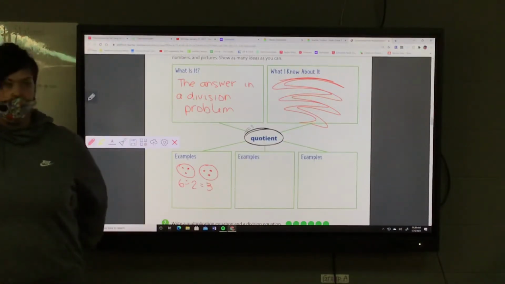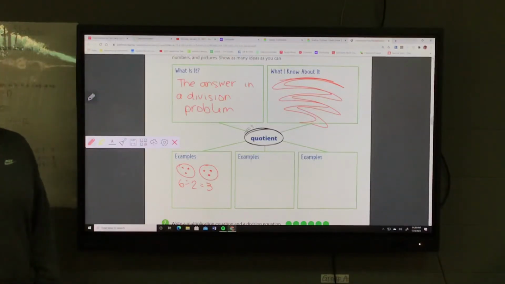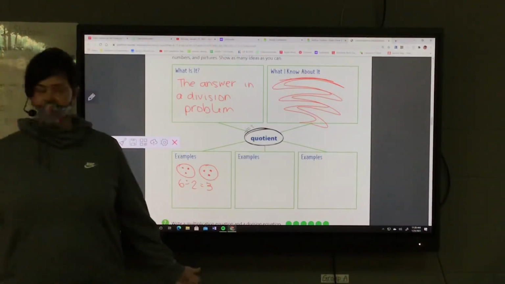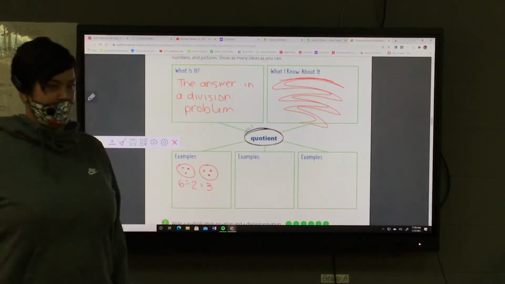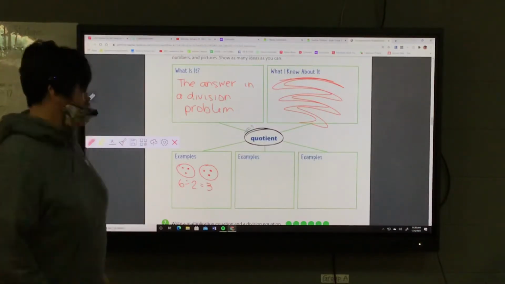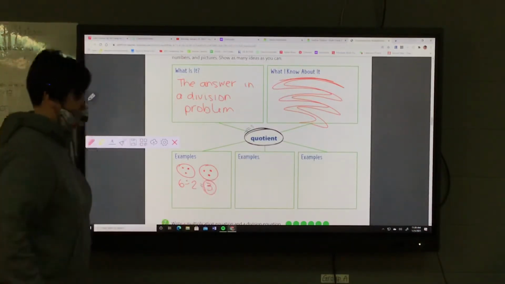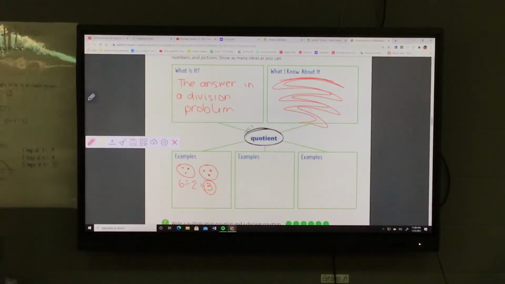Can you circle the quotient? In this one, friends, on the count of 3, what is the quotient? 1, 2, 3? 3. That was tricky of me, wasn't it? No? Oh, okay.